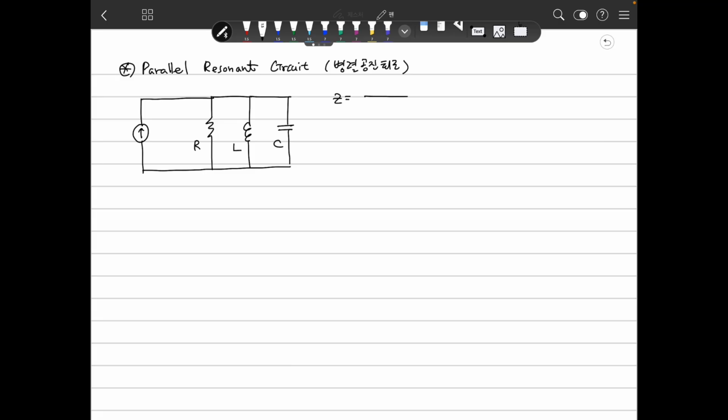So here the admittance is 1 over R plus j omega C plus 1 over j omega L. This can be rewritten as the square root of 1 over R squared plus omega C minus 1 over omega L squared, and the phase angle is minus arctangent of R times omega C minus 1 over omega L.